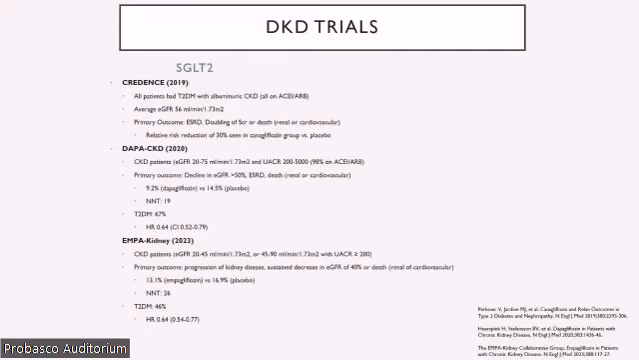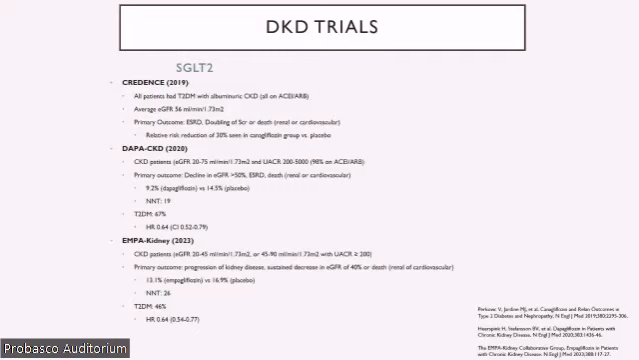So these are our DKD trials for the SGLT2s. You'll see in CREDENCE and DAPA-CKD that all of those patients were on an ACE inhibitor or ARB at baseline. And then when you went to EMPA-KIDNEY, about 85% of these patients were on an ACE inhibitor or ARB. So we're still keeping ACE inhibitors and ARBs. We're not necessarily replacing that with the SGLT2 class.